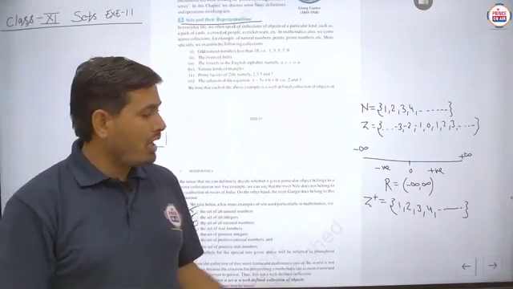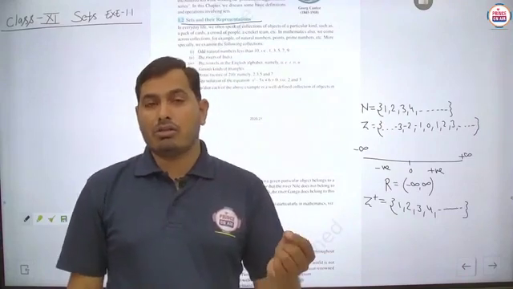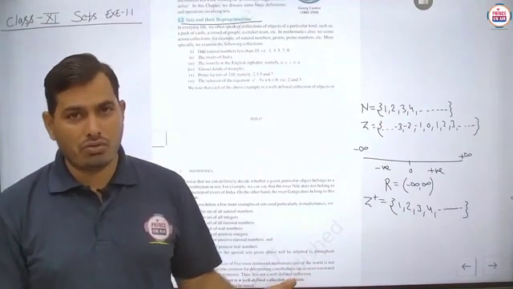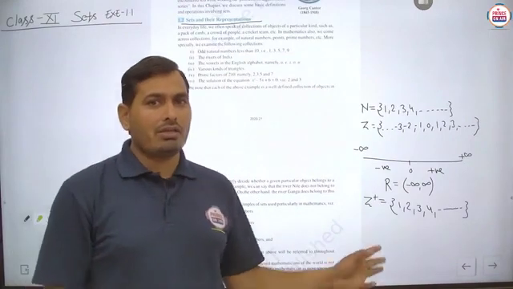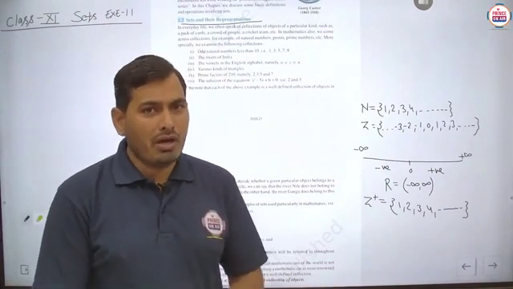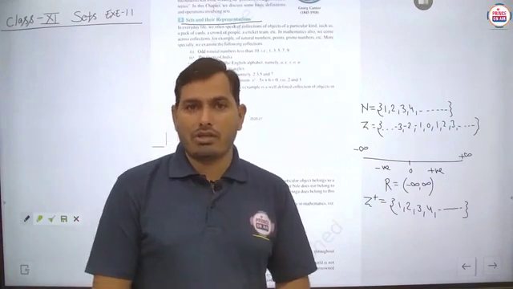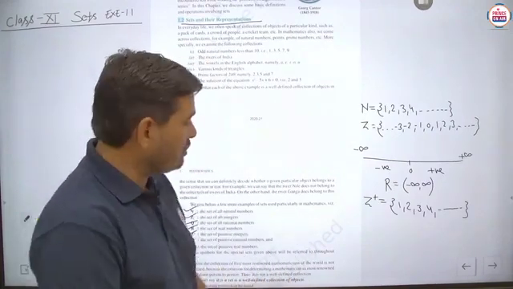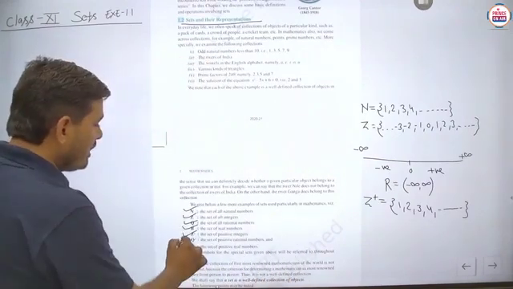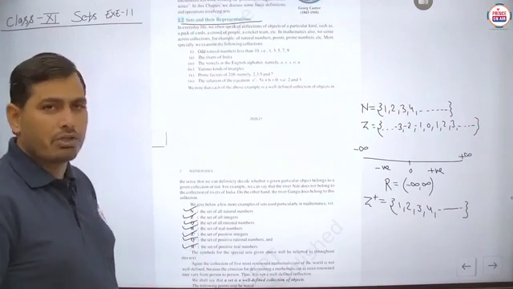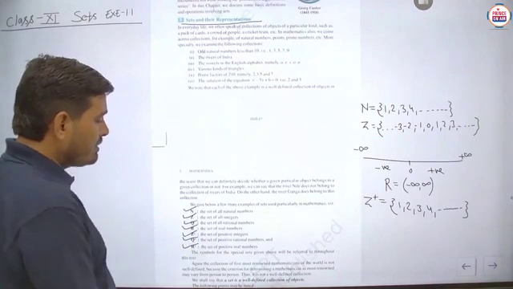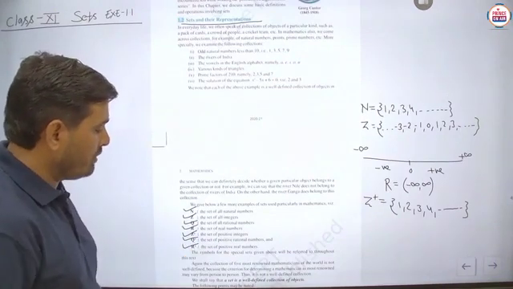And suppose anyone asks whether 0 is a positive or negative quantity, we say that 0 is always a non-negative quantity, meaning neither positive nor negative. Similarly, Q plus and R plus: Q plus means the set of all positive rational numbers and R plus means the set of all positive real numbers.